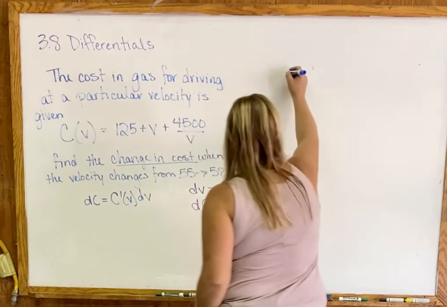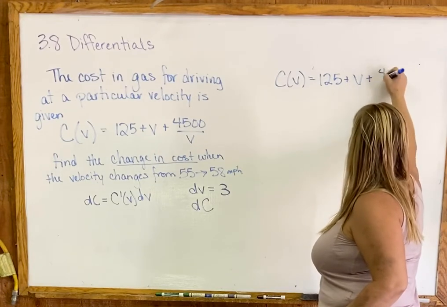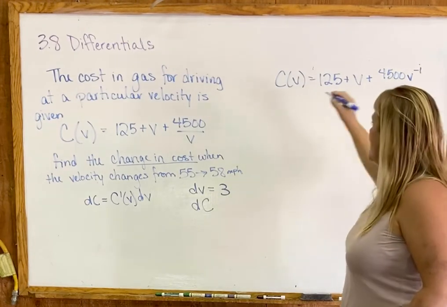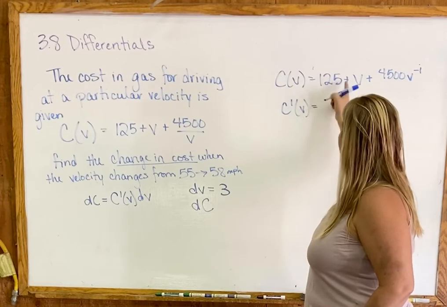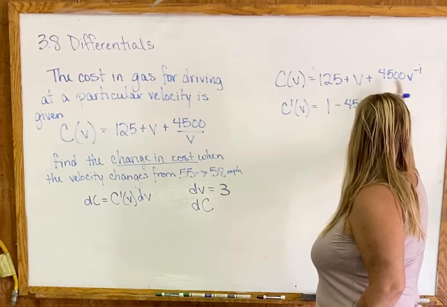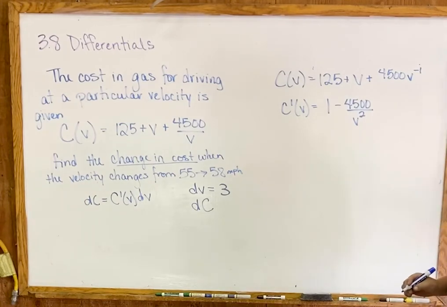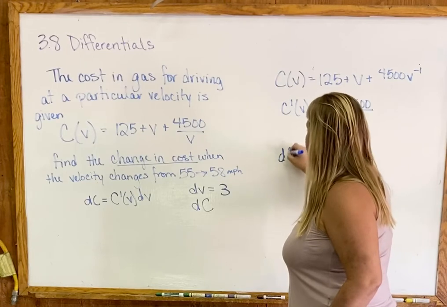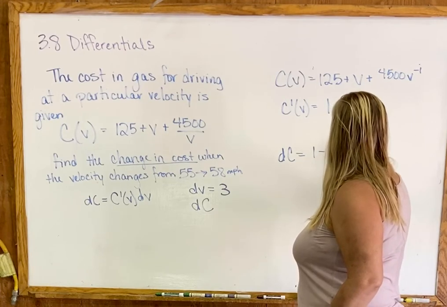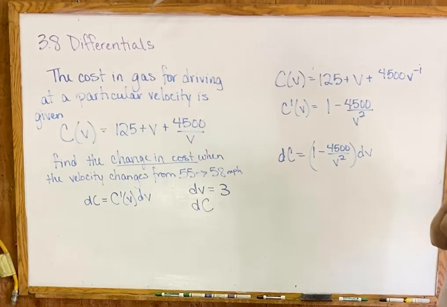So let me take a little break over here. C of v, first thing I'm going to do is just rewrite it: v plus 4,500 over v. That's not an x, that's a v, sorry. I do know my letters, I promise. So if we go for the derivative here, that goes away, that leaves us a 1, and then we get minus 4,500 v to the negative 2, so I could put it over v squared. Everybody agree? So we're going to say dc, the change in cost, equals this derivative, 1 minus 4,500 over v squared, times the change in velocity.